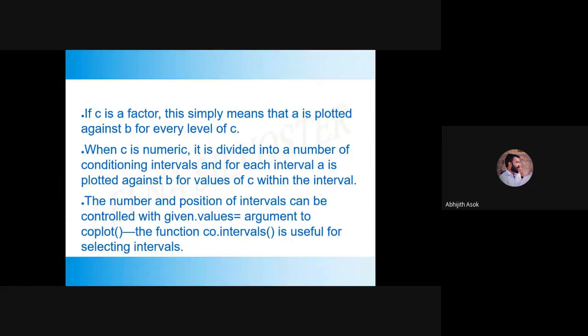If c is a factor, this means that a is plotted against b for every value of c. If c is numeric, it is divided into a number of conditional intervals, and for each interval the values of c within it are plotted. The number and position of intervals can be controlled with the given.values argument to coplot. The function co.intervals is useful for selecting intervals.